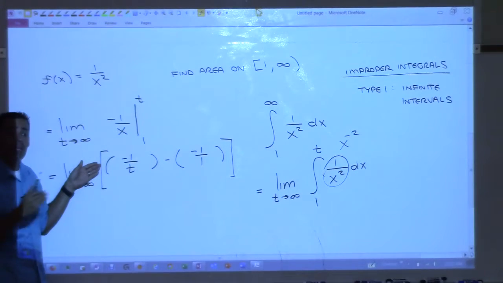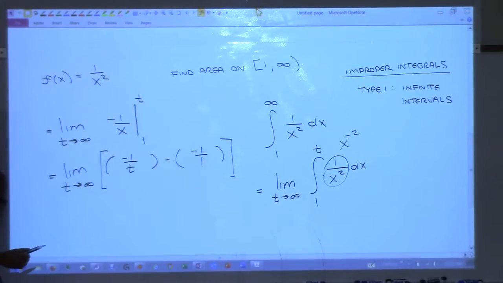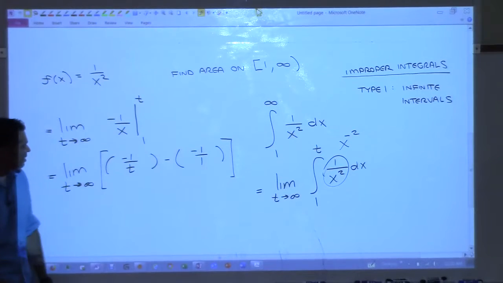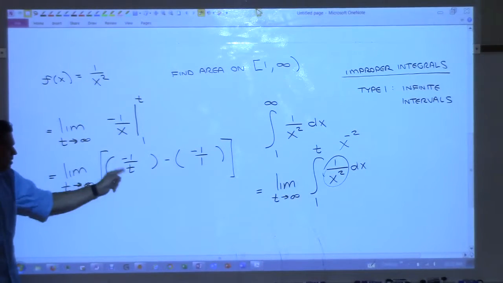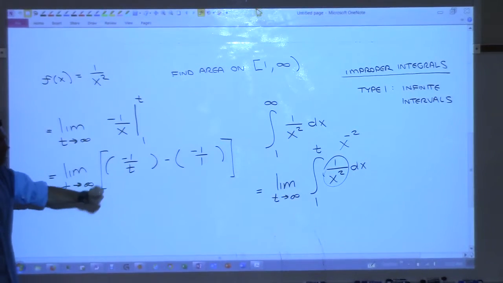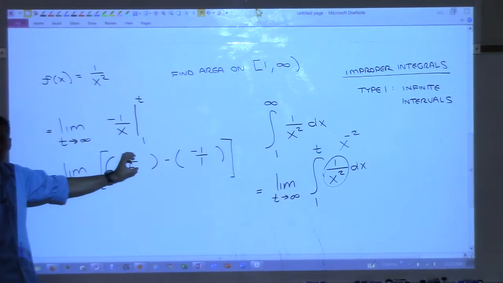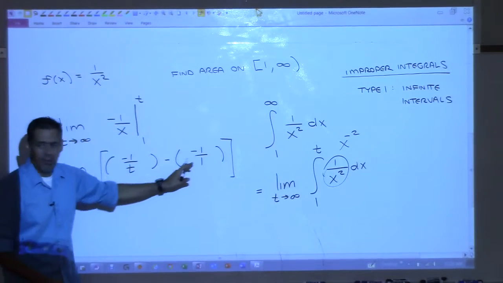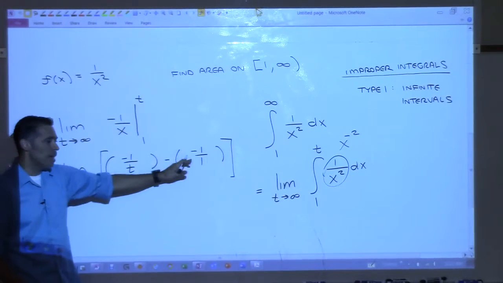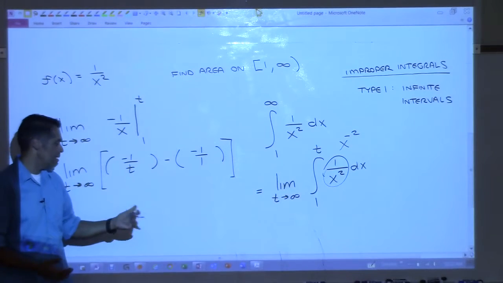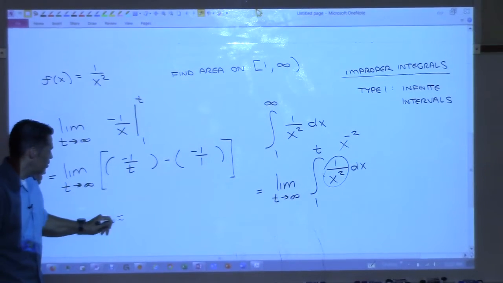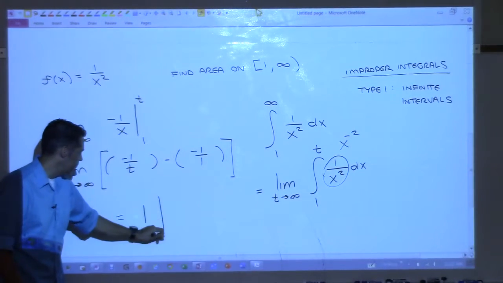But I don't want t to be 10 or 100. I want t to become infinite. So I take the limit of this. And when we look at this and let t go to infinity, what happens? What happens to this? That goes to 0, doesn't it? This becomes infinitesimally small. It basically vanishes away to nothing, right? And then this over here nothing happens to it, right? So you have minus minus 1, so that's just 1. So once you apply the limit, your answer is 1.